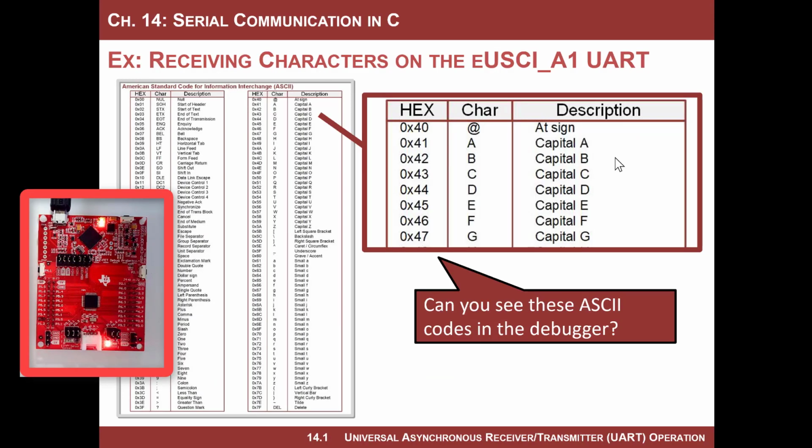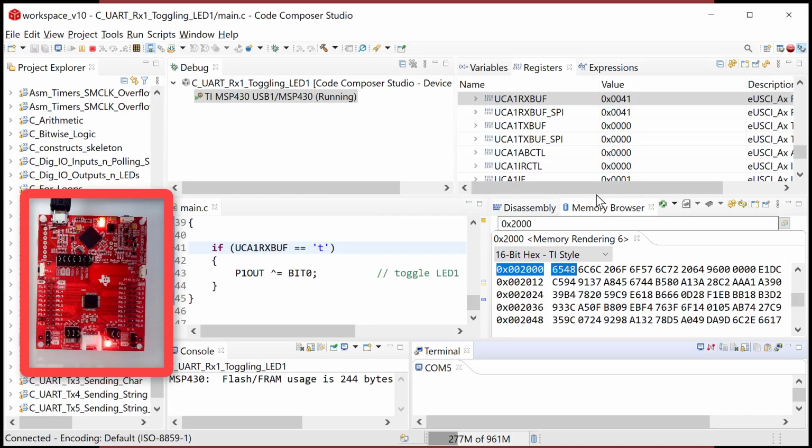Let's go ahead and run it again. Let's test it. Let's do capital F. Okay, so that should be 46. So I'm going to go ahead and click down here. It's running. I'm going to go capital F. It broke, 46. Okay, so this is awesome. So we're actually seeing the UART characters come in here.